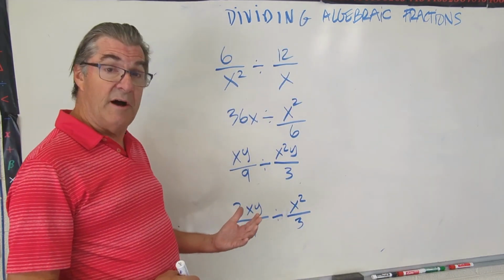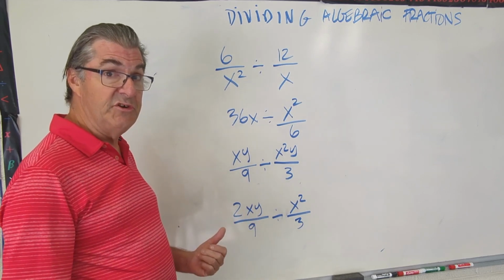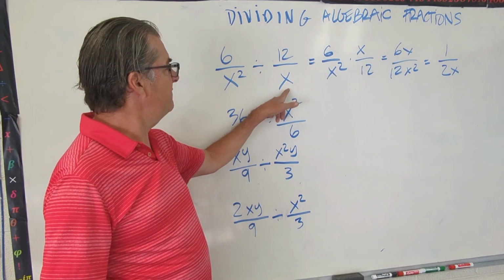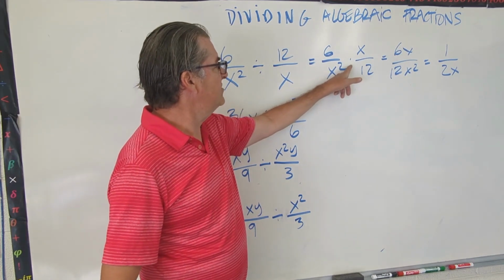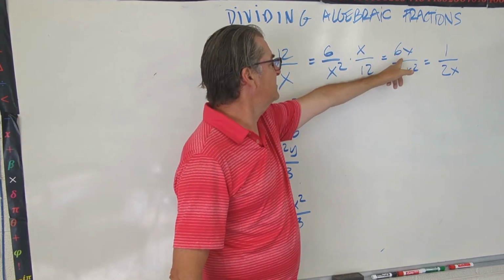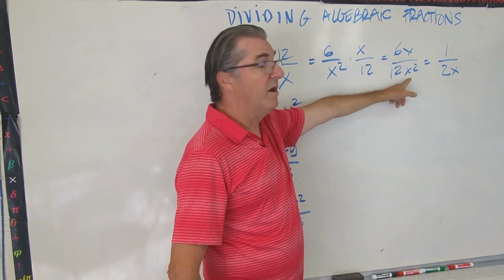Here are a few more complex problems. I'm sure you can do these. So pause the video and try that one. Okay, I flipped my second fraction, changed that to multiplication. So now I'm going to multiply straight across the top and across the bottom.